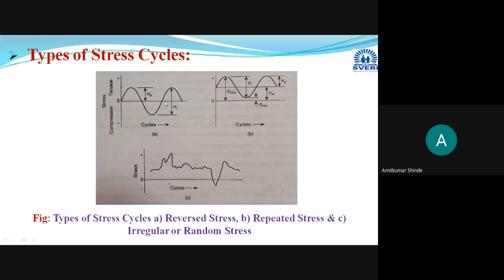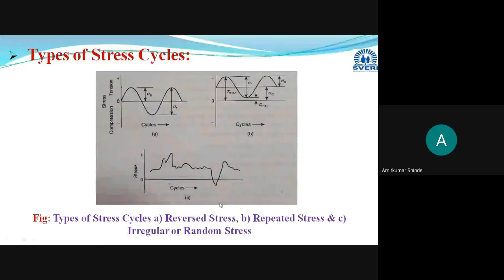This part, meaning tension and compression, will get repeated again and again. This is termed as a reversed stress or tension-compression stress cycle. The next type is where only tension will be there. This is termed as the repeated stress cycle, or it is also known as the tension cycle. Only tension or tensile stress will be there.